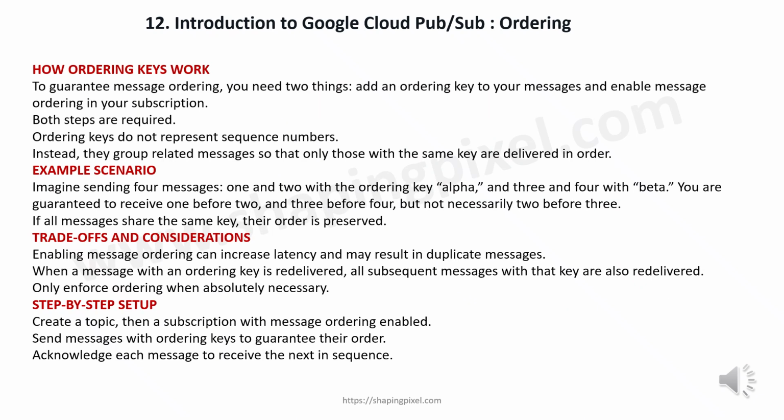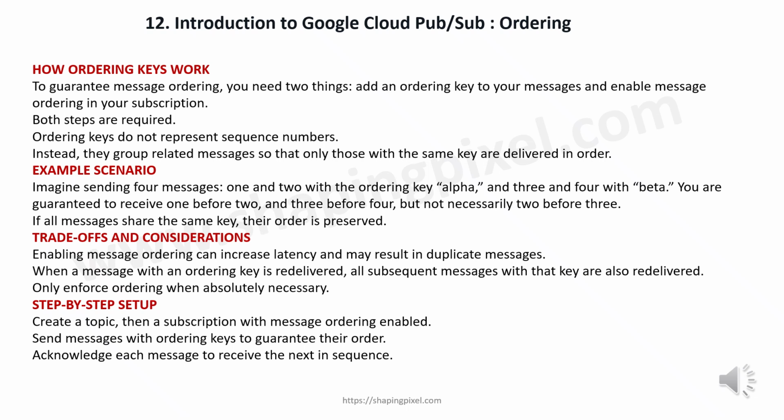Cloud PubSub can process millions of messages every second, but sometimes messages arrive out of order. For many use cases, this is fine. However, when order matters, enforcing message ordering becomes critical. To guarantee message ordering, you need two things: add an ordering key to your messages, and enable message ordering in your subscription. Both steps are required.